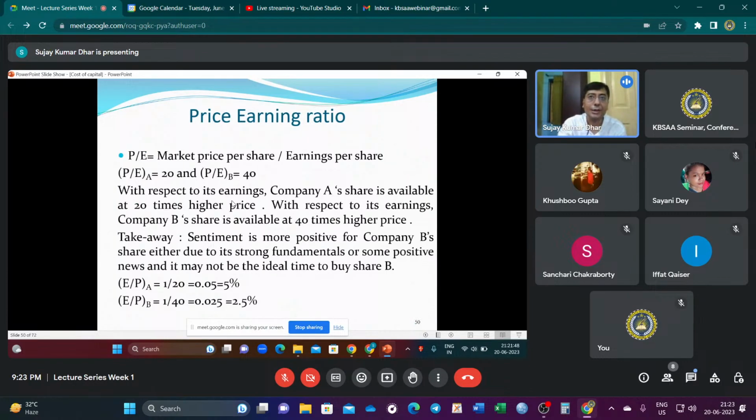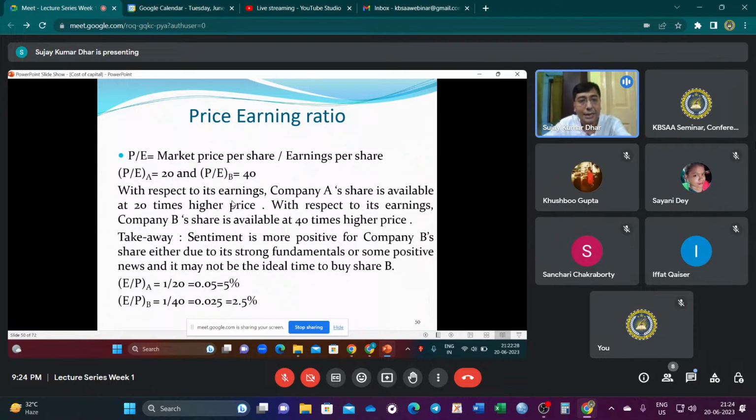Now earnings price ratio, if you see, is just the reciprocal of price earning ratio. Price earning ratio, I'm sure all of you have heard. What is this price earning ratio? Market price per share divided by earnings per share. So if price earning ratio of company A is 20 and price earning ratio of company B is 40, that means with respect to company A's earnings, stock is available at 20 times higher price. With respect to company B's earnings, stock is available at 40 times higher price.